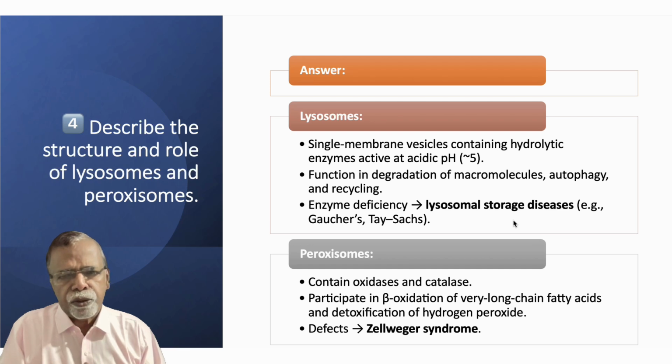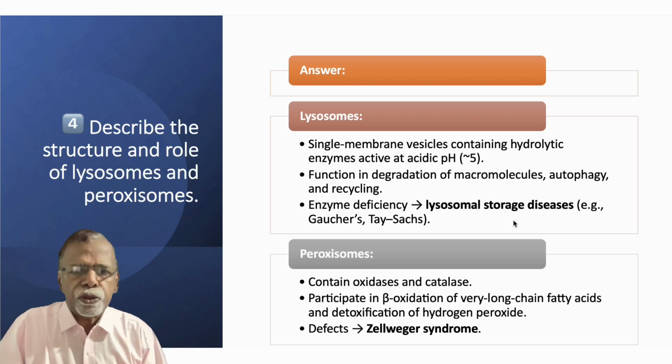Similarly, there are structures called peroxisomes which contain oxidases and catalases. They participate in the beta oxidation of very long chain fatty acids and detoxification of hydrogen peroxide, and dysfunction also leads to various diseases called peroxisomal diseases.